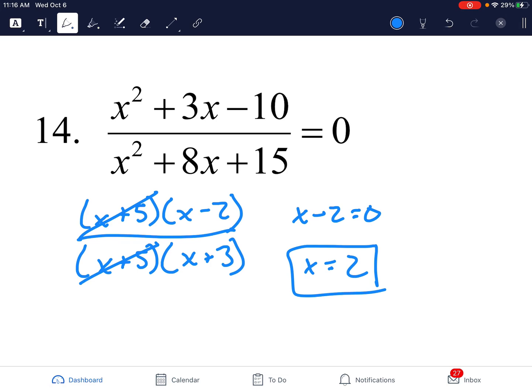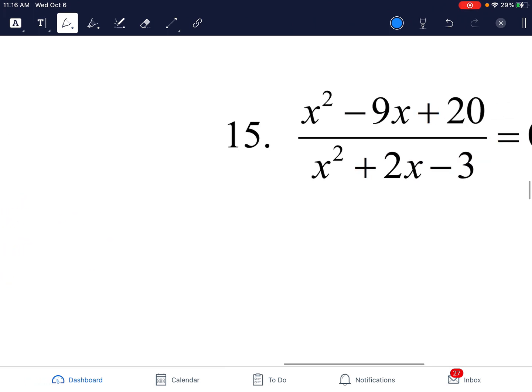Okay, we are trying to avoid what will make the denominator equal 0. And if you solve for the x plus 5, which gives you negative 5, that will make your denominator 0 and thus undefined, which is not good in math. So we only care about what the numerator says.